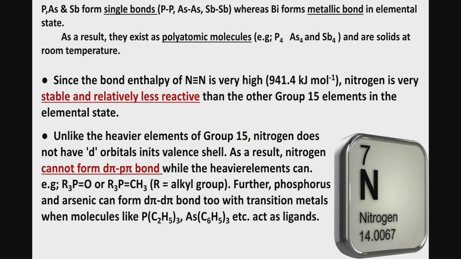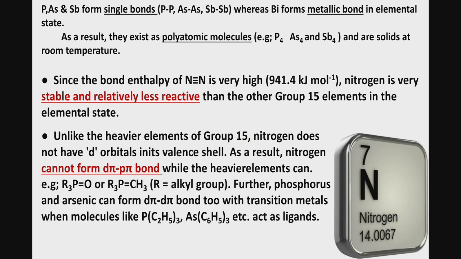As a result, nitrogen cannot form d-pi-p-pi bonds, while the heavier elements can. For example, R3P=O, with a double bond P=O, or R3P=CH2. Here R represents an alkyl group.